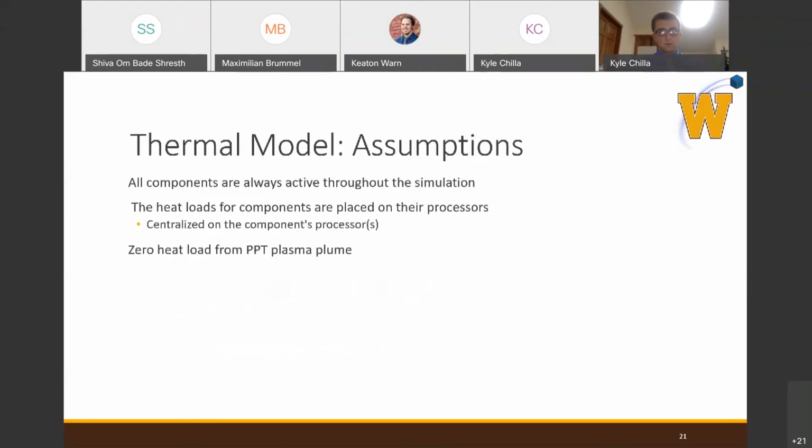So the assumptions we had to make: we assumed that all components were going to be turned on throughout the simulation. And we also assumed that the component's power draw is the heat load on that component. Also, the plume from the PPT will not be considered as a heat source.